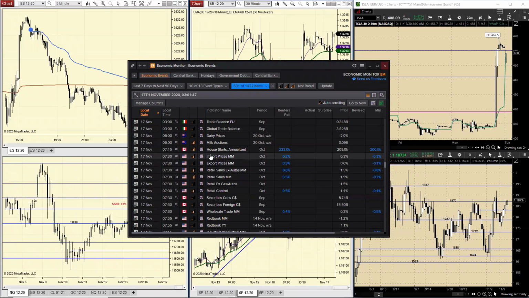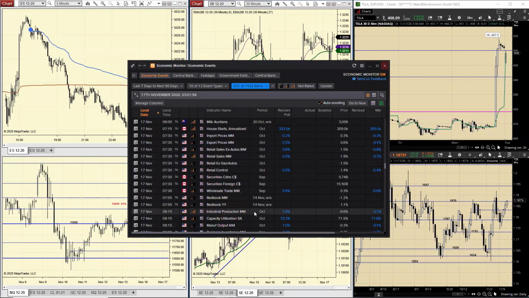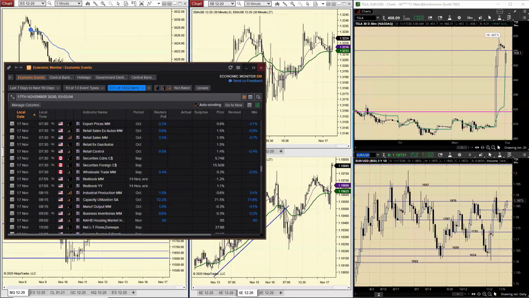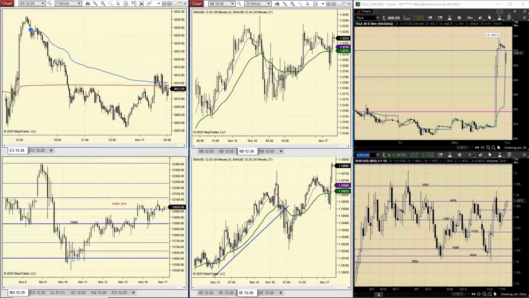As I mentioned, Canadian housing starts, import export at 8:30 Eastern, along with retail sales and Canadian wholesale trade, and then at 9:15 industrial production, capacity utilization, as well as business inventories and NAHB housing at 10 a.m. Eastern. So quite a bit of data as we roll into the States.